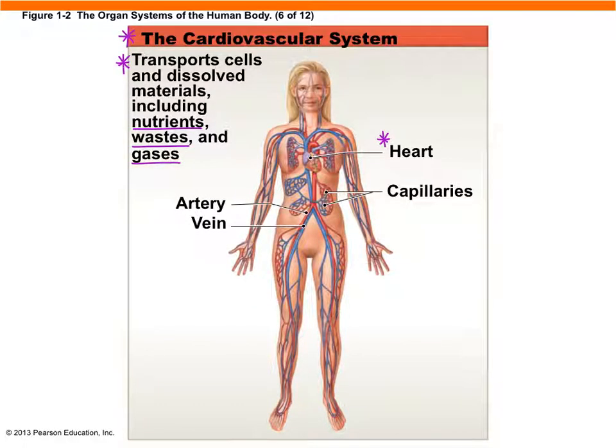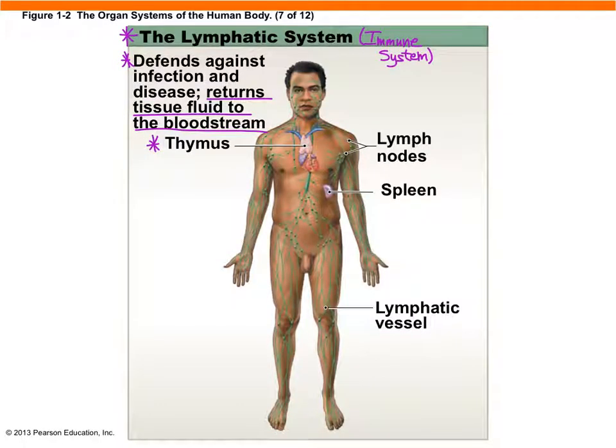Next is the cardiovascular system. The major organ of the cardiovascular system is the heart, and its major function is to transport cells and dissolved materials including waste, nutrients, and gases. The next is the lymphatic system, or immune system. The major organs are the thymus gland, spleen, and lymph nodes, and its major function is to defend against infection and disease.